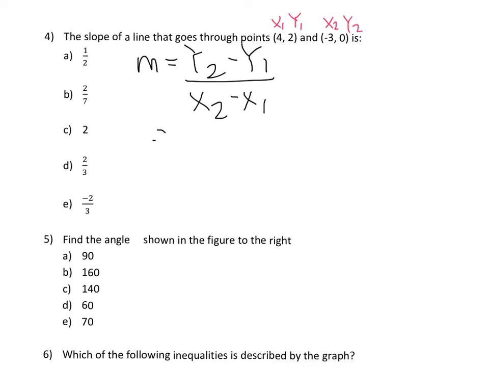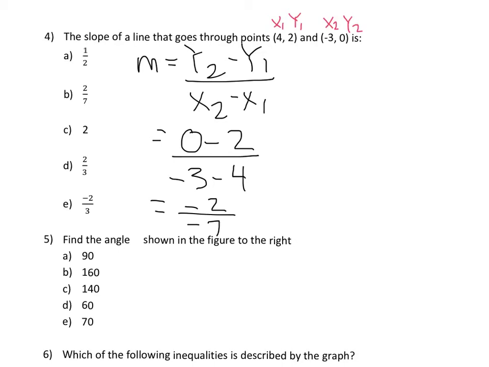I will substitute that in here. So I've got y2 is 0 minus, and then what's y1? 2 over x2 is -3 minus x1 is 4. Now 0 minus 2 makes -2. -3 minus 4 more. If you're a little confused with the negatives, do it in the calculator. But I would know that if I lost 3 and lost 4 more, I've lost 7.